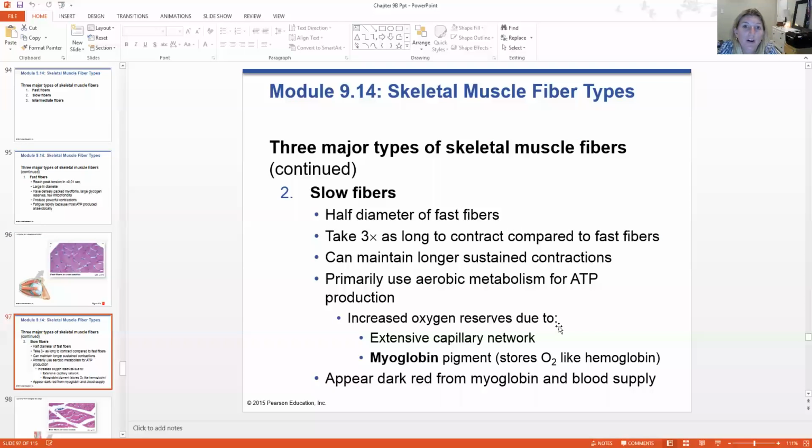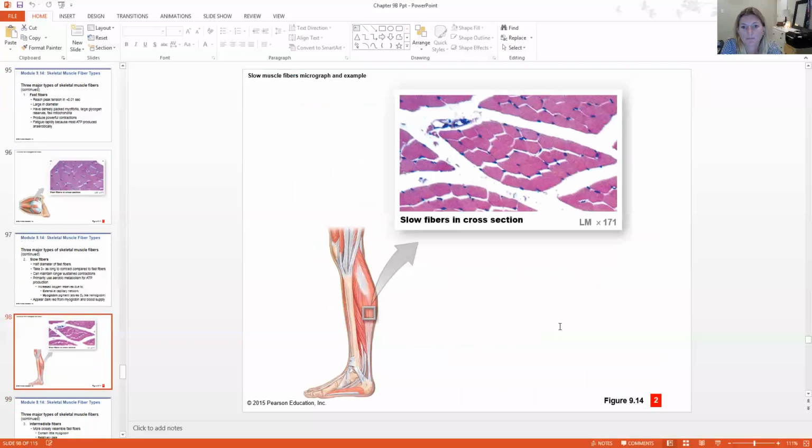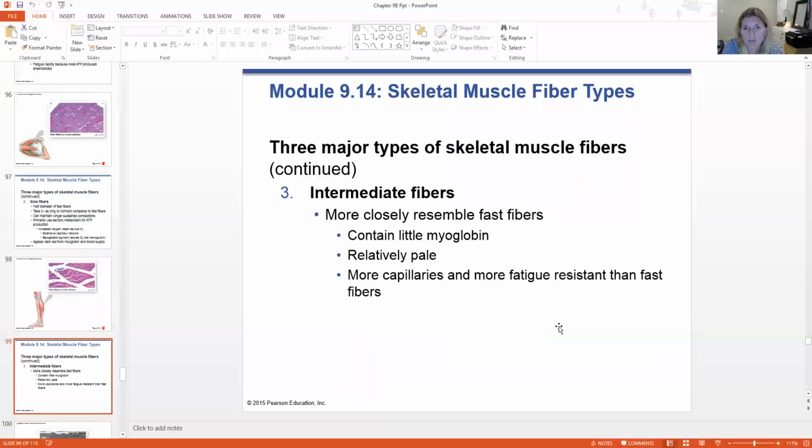Slow fibers are half the diameter of fast fibers. They take 3 times as long to contract, hence slow fibers. They can maintain sustained contractions. They're usually used for aerobic metabolism. They have increased oxygen networks. They have something called myoglobin, which is a pigment that contains extra oxygen, and that makes them appear a little bit darker and red. This is red meat, so to speak. It's kind of creepy to think about on a human, but it's dark meat. There you see the slow fibers in a cross section.